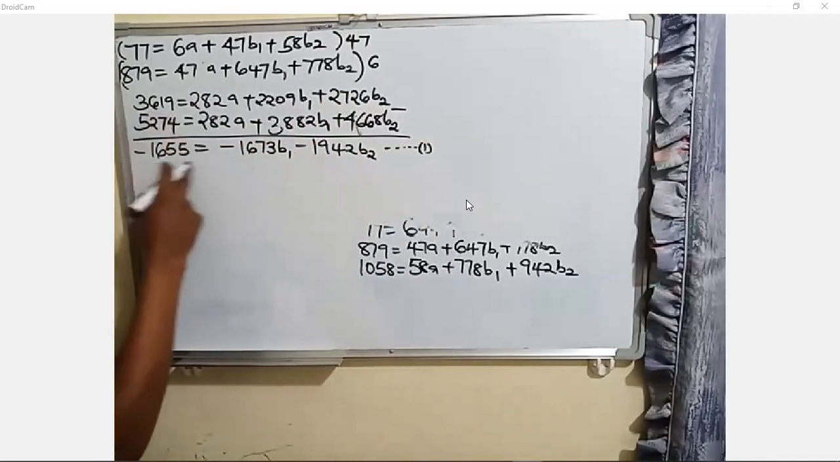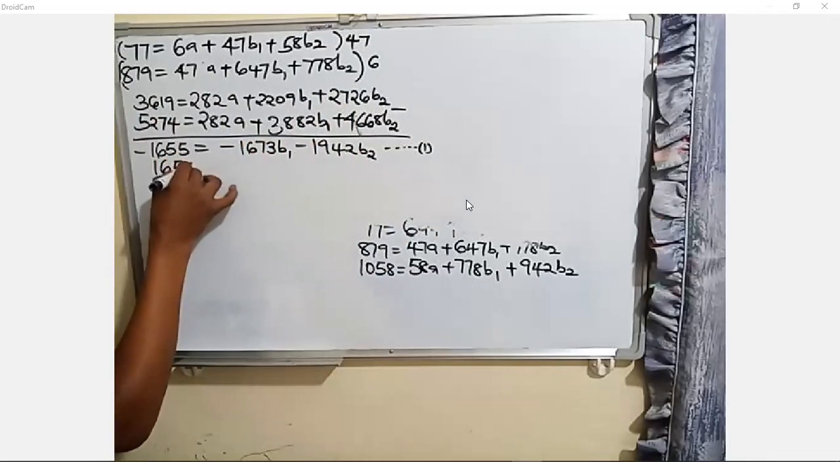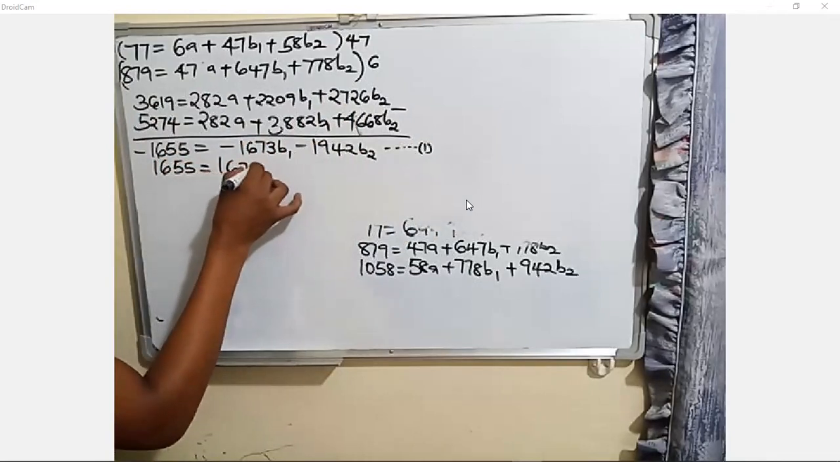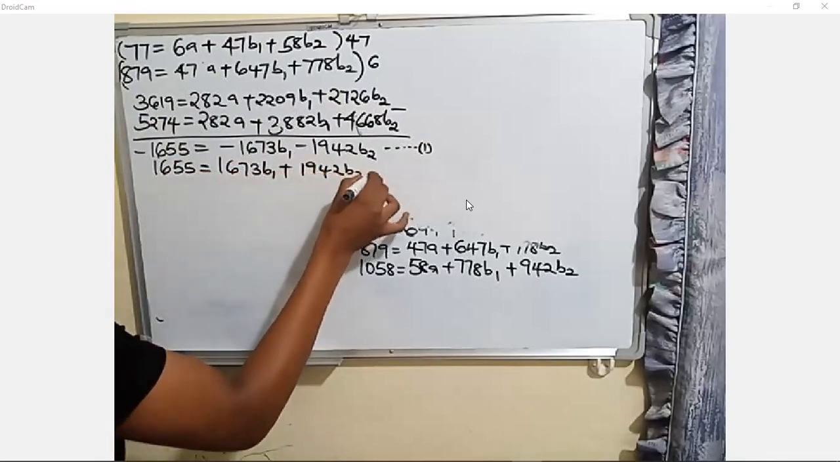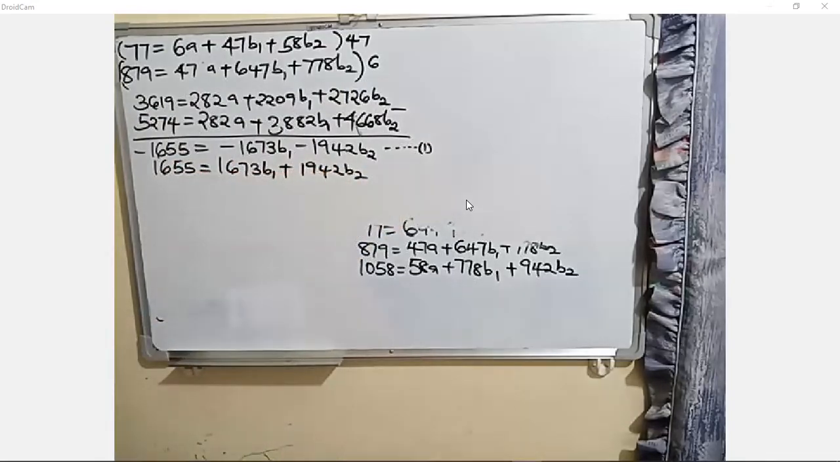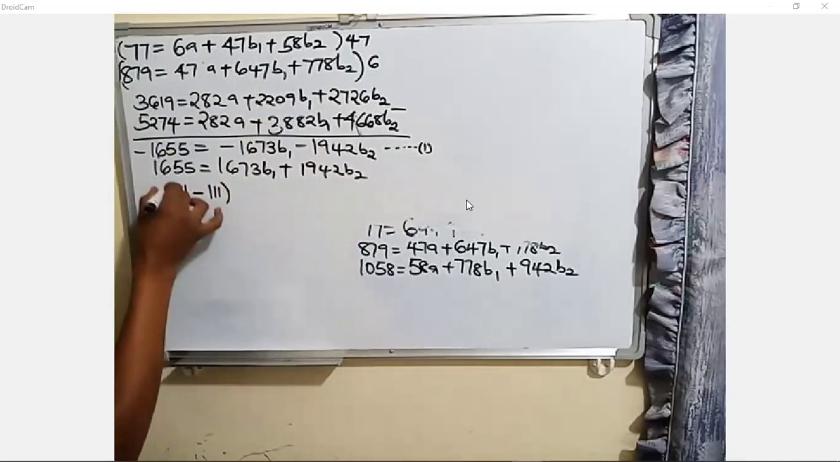So if I divide both sides by negative, you're going to have 1655 is equal to 1673 b1 plus 1942 b2, right? We just have an equation without negatives because the negative cuts across. It's just like taking this to the other side and bringing 1655 to the other side also. To get the second equation, we shall take the second equation minus the third equation.